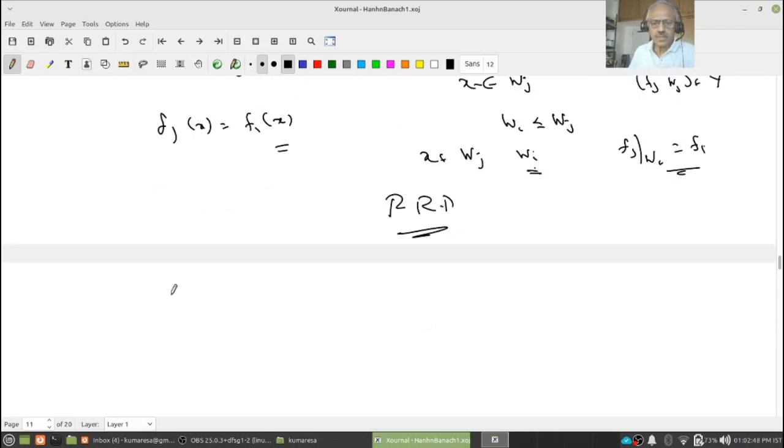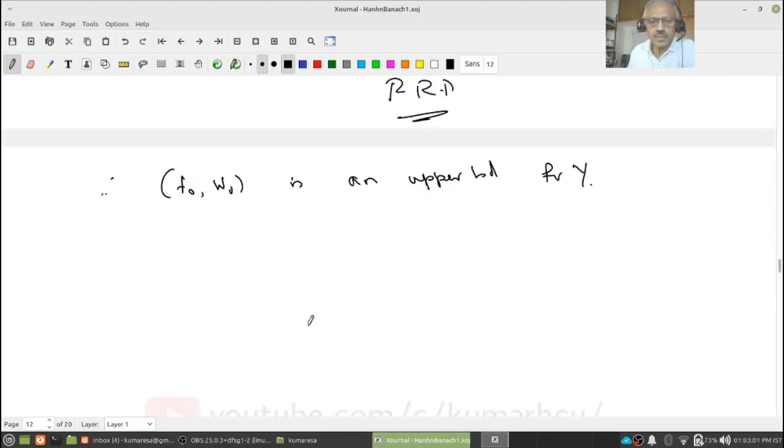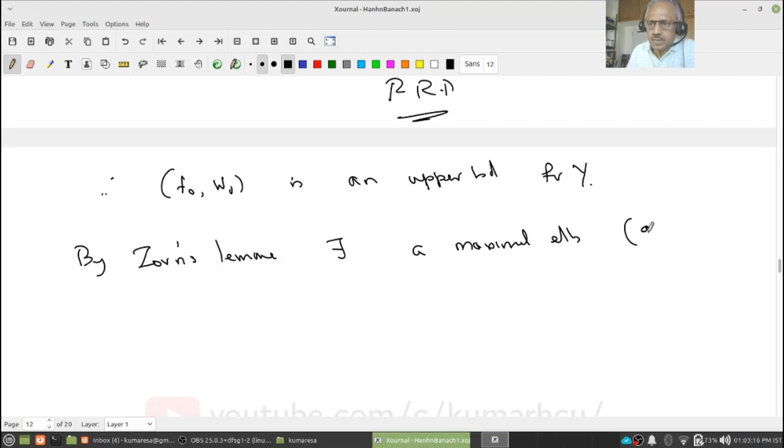Okay, therefore my f naught w naught is an upper bound for y. Therefore, by Zorn's lemma, there exists a maximal element. Let us call it gz in x.